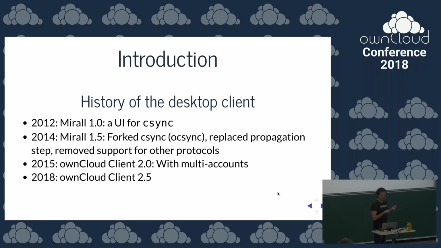So the history of the desktop client: at the beginning, it was just a UI for CSync, and CSync was a utility to synchronize with different protocols, supporting FTP, Samba, and so on, and WebDAV. This was the base on top of which the ownCloud desktop client was built. Over the years, we started to drop as many features of CSync as possible to concentrate on what is beneficial for the desktop client, and we changed a lot of the architecture, which had very many abstraction layers, so that we can have an efficient desktop client for ownCloud.